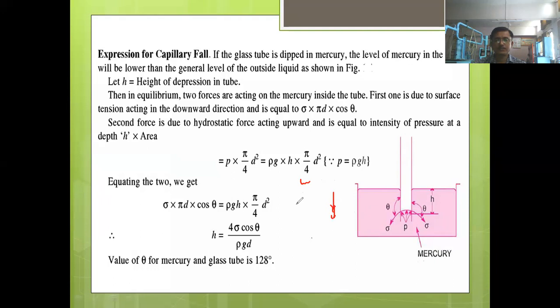In the earlier case, the self weight of the liquid, acting in the downward direction, was the limiting force. So what is the force here which is acting in the opposite direction? Yes, gravity. No, here the gravity force is not going to act.